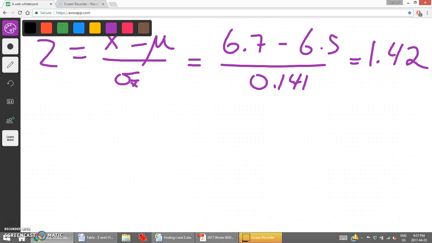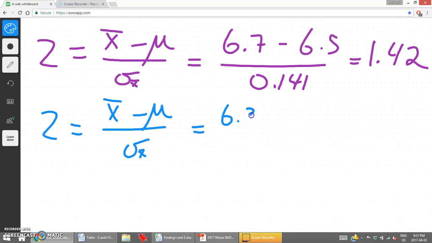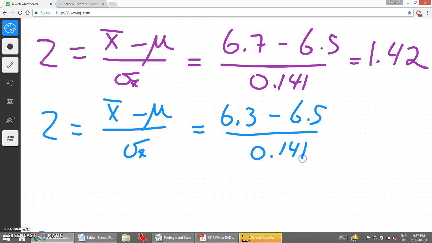When we do this for the other end of the distribution, it's the same formula. We work with the value of 6.3 though, minus 6.5, and you can see that the z value will be negative, because the difference from 6.7 to 6.5 is the same as 6.3 to 6.5. Our z value is the same, only that it's negative, so it's negative 1.42.